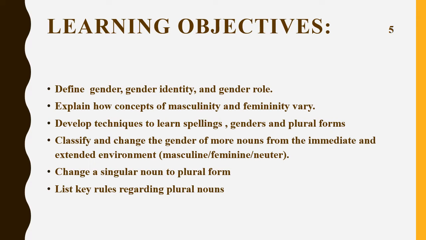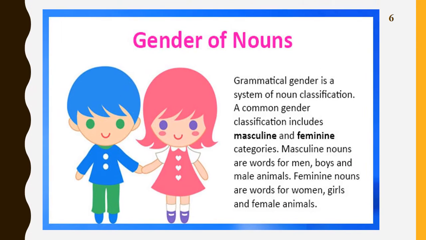This means at the end of the lesson you are going to know all the rules related to genders and plurals and you can classify them very easily. So pay attention. Gender of nouns. Grammatical gender is a system of noun classification. A common gender classification includes masculine and feminine categories. These terms you must have learned in your previous grades. Masculine nouns are words for men, boys and male animals. Feminine nouns are words for women, girls and female animals.